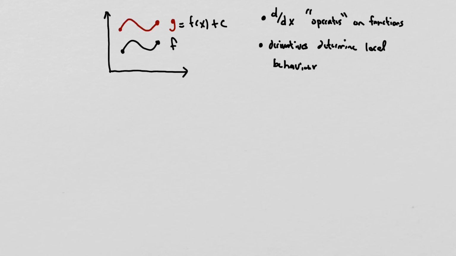And so looking at these 2 functions, f and g, if we applied the derivative to these 2 functions, we should think that they're going to give us the same local behavior everywhere because these functions look exactly the same everywhere except one has been shifted up. And that's exactly what the derivatives of these 2 functions tell us. That the derivative of f of x is going to be equal to the derivative of f of x plus c.